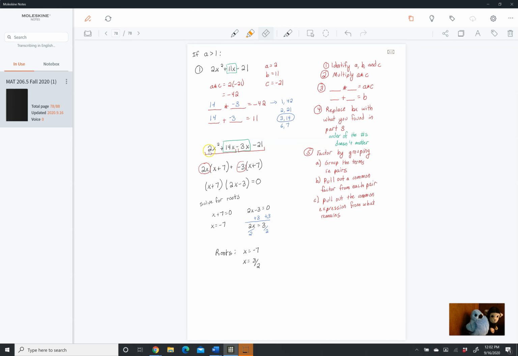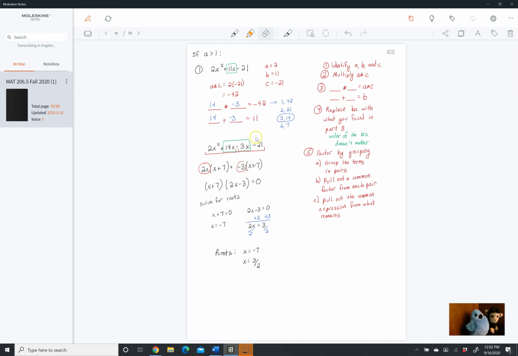So to factor by grouping, we took a common factor out of each of the pairs. So we took a 2x out of the 14x and a 2x out of the 2x squared. Got 2x times x plus 7. Then we took a negative 3 out of the second pair, and we got an x plus 7. Then we have x plus 7 times 2x minus 3. The 2x remains, and the minus 3 remains.